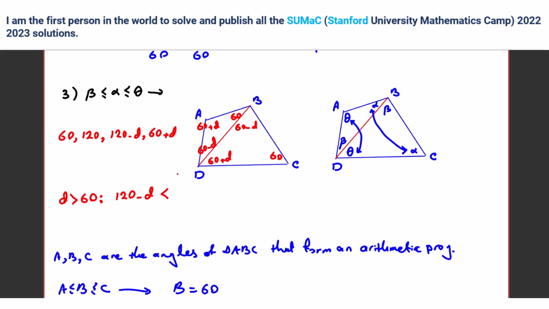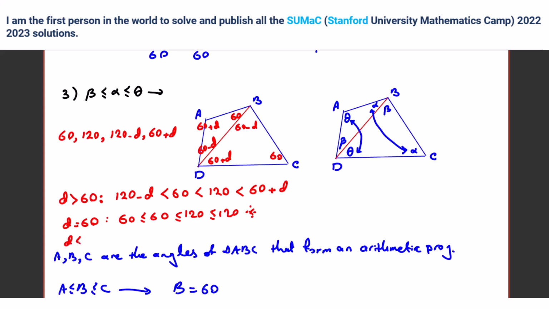What about the next one? 60. Then 120, and then 60 plus d. If d is 60, it's not possible, right? Because then 60 is not equal to 120. That's a contradiction, right?